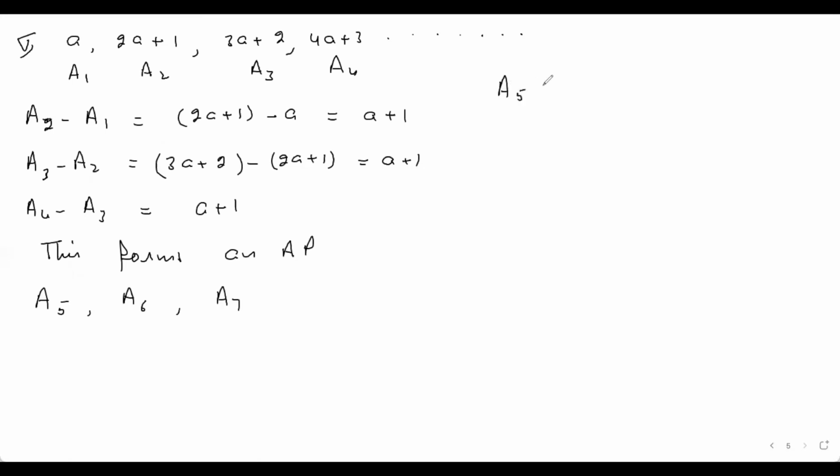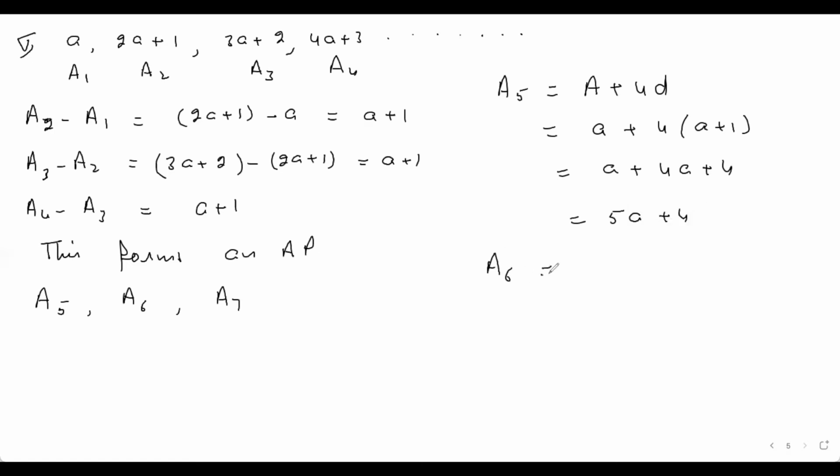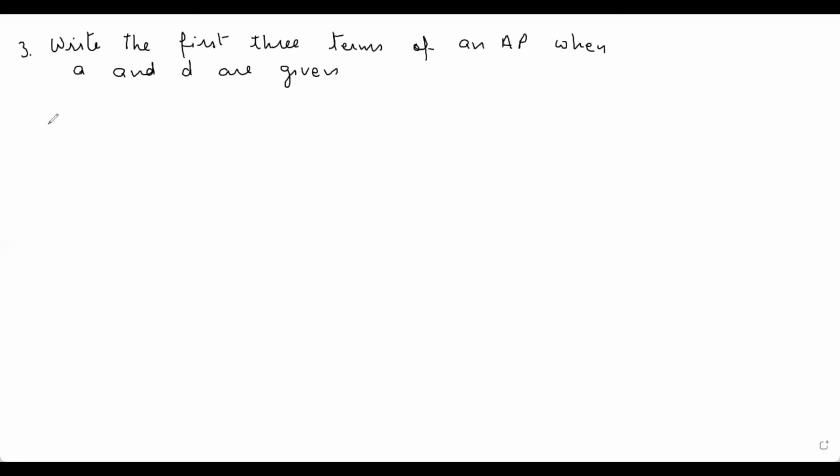Now A5 is equal to A plus 4D. A is equal to A, D is equal to A plus 1. That is A plus 4A plus 4, that is 5A plus 4. Similarly, A6 will come out to be 6A plus 5. And A7 will come out to be 7A plus 6. Check it yourself. Third question is, write the first three terms of an AP when A and D are given.